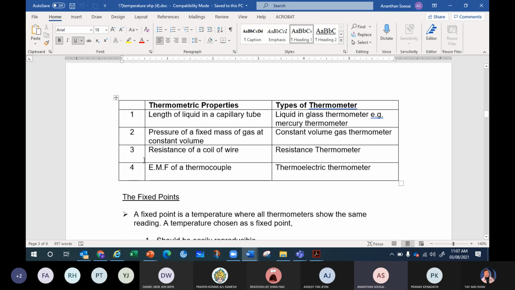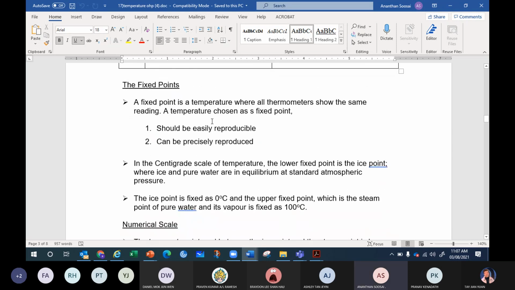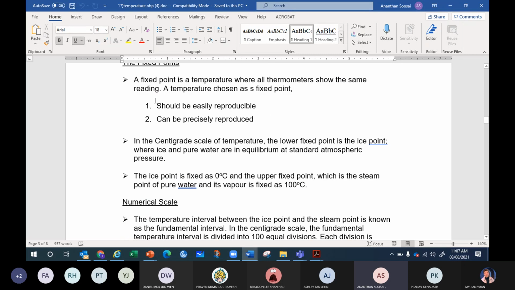Then I introduced 4 types of thermometers. Today our lesson is going to go in depth about these 4. Two fixed points, melting point and boiling point, are used: the melting point of ice and the boiling point of water. They are widely used because they are easily reproducible. Every time it is very easy to get 0 degrees Celsius. We know the temperature is 0 degrees Celsius when we see ice melting, so it can be precisely reproduced.